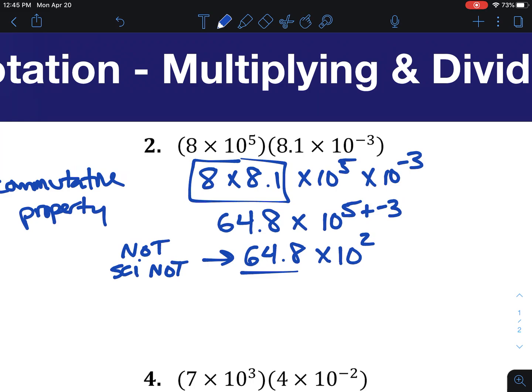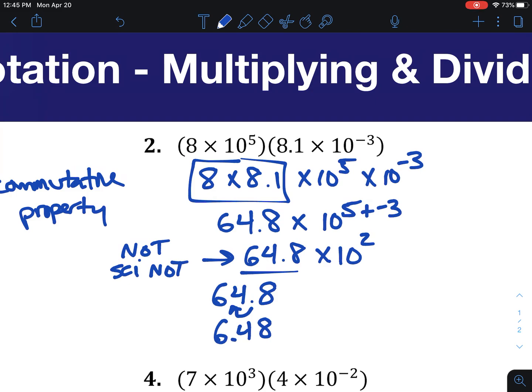So we're going to ignore the 10 squared for a second here and look at just 64.8. How would you make that scientific notation? Well, you got to move the decimal so it's in between, so the number we get is in between 1 and 10. So that would be one move to the left. So that would be 6.48.